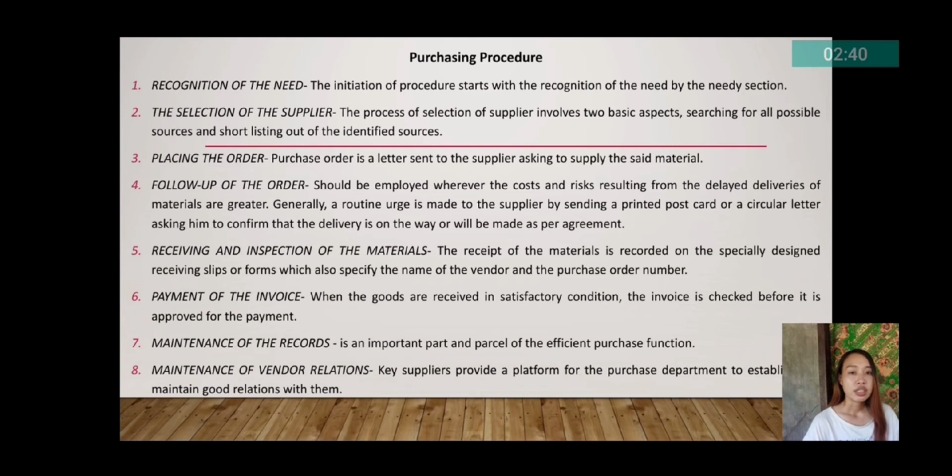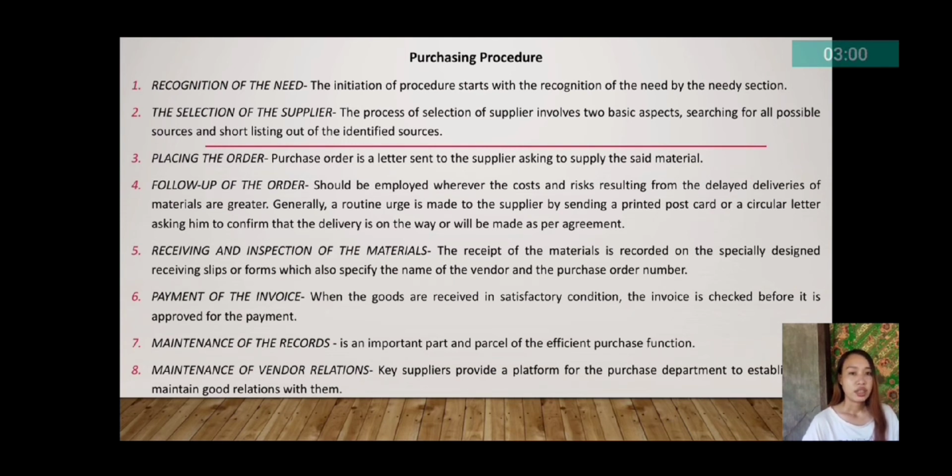Payment of invoice. When the goods are received in satisfactory condition, the invoice is checked before it is approved for payment. So, we need to receive the goods in satisfactory condition, then check the invoice for payment or approval.